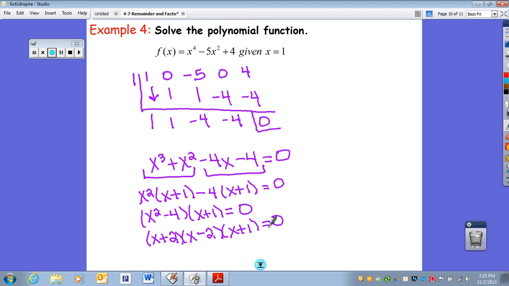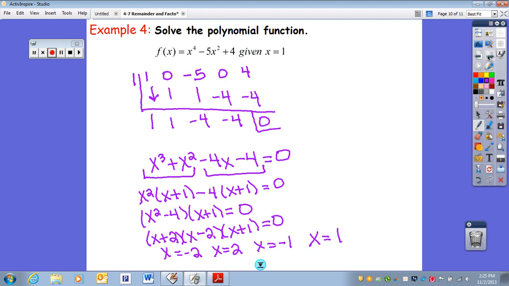So when we solve and set each of these equal to 0, we have x is equal to a negative 2, x is equal to a positive 2, x is equal to negative 1, and we began our problem with x being equal to a positive 1. Those will be our 4 solutions for our polynomial function.